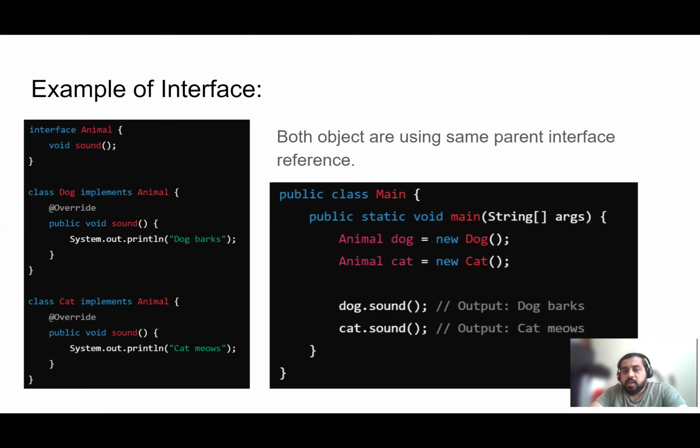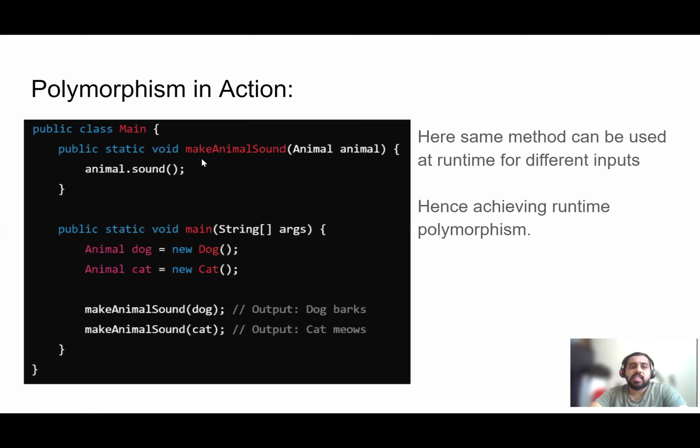So what is the use of this polymorphism? Let's see. This is polymorphism in action. Suppose I have one method called makeAnimalSound, which accepts an Animal reference type. It accepts as a parameter an Animal reference only, where Animal has a method called sound. I'm just printing its sound. But in action, in the main method, first I created a dog object and passed the dog object to it.